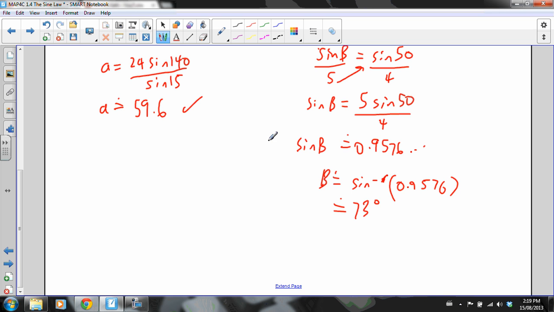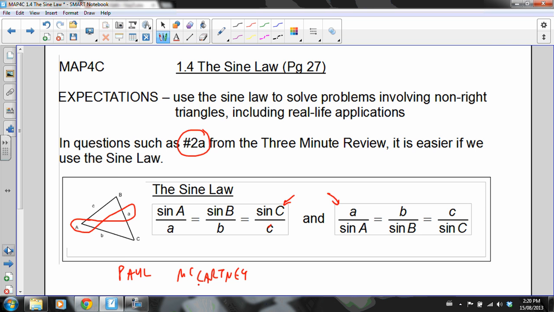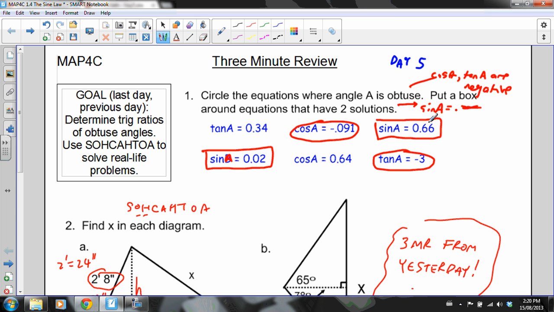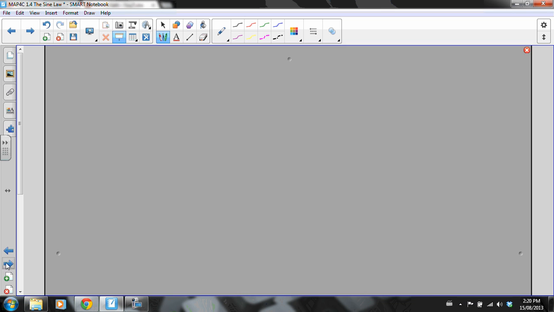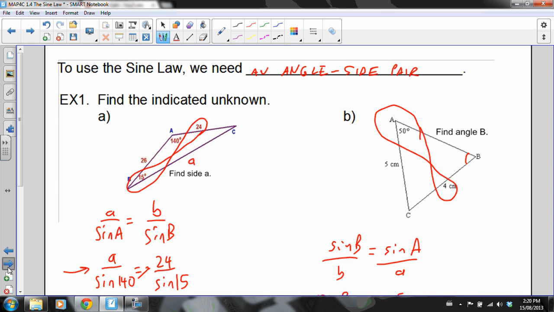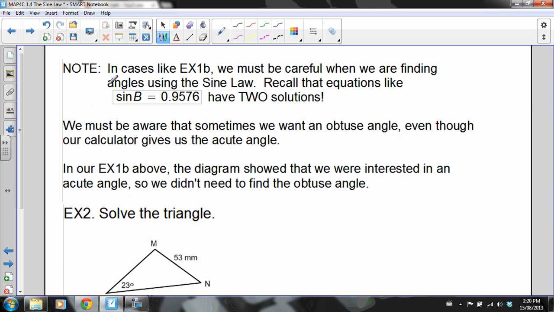Now, I'm wondering if any of you are sort of getting a little bit worried about this step, because there was all that business from yesterday that we saw in the 3-minute review, that the sine of an angle has got 2 answers. And we are worried about that a little bit. This is the note. Continue.